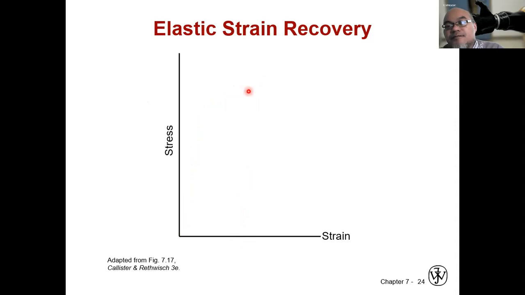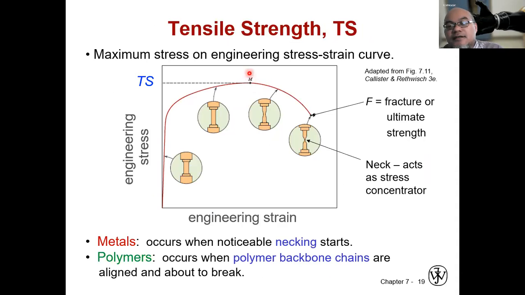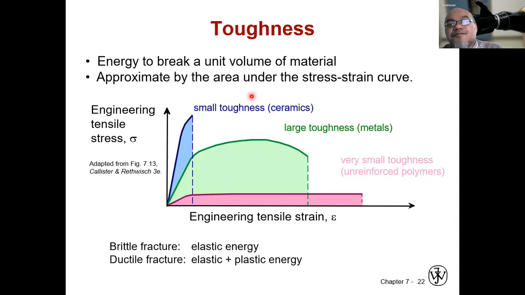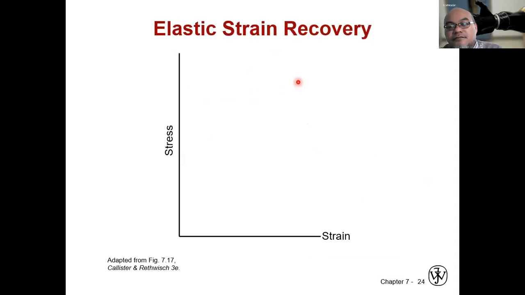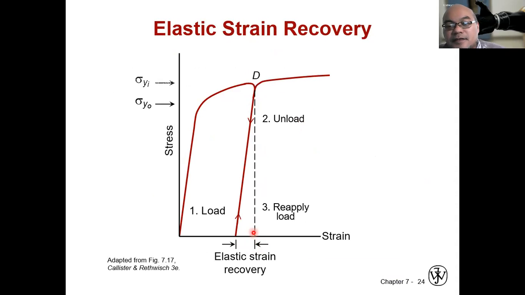here is the peak, the ultimate tensile strength. When we draw a vertical line, this difference is the elastic strain recovery. Okay. So when you reapply load, it will increase again in the elastic region. After the elastic strain is surpassed, it will undergo plastic deformation.